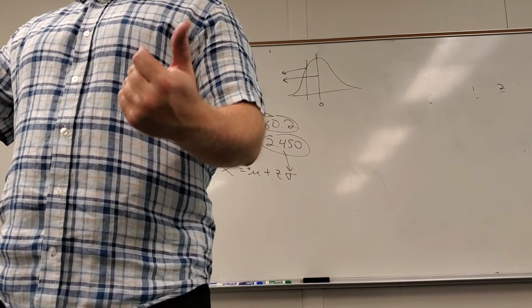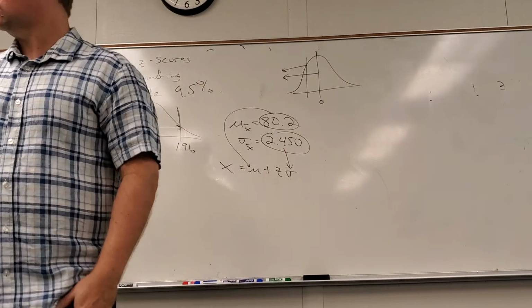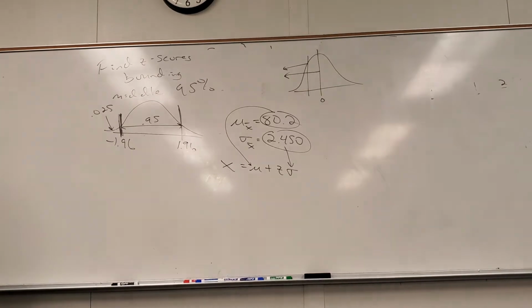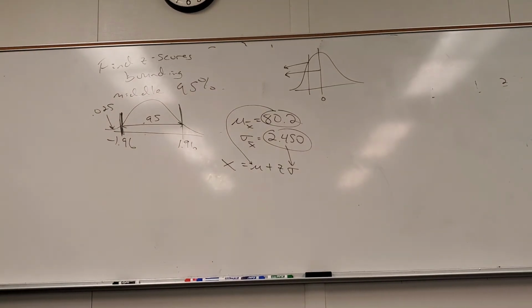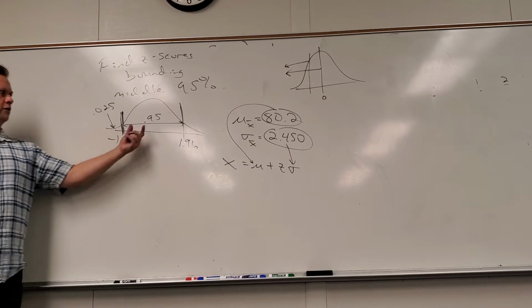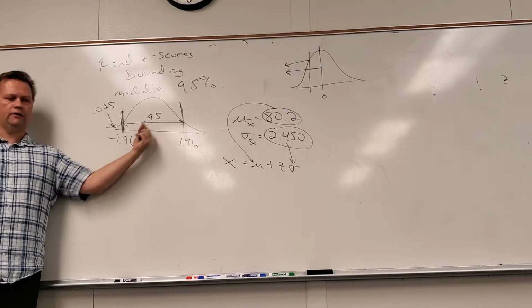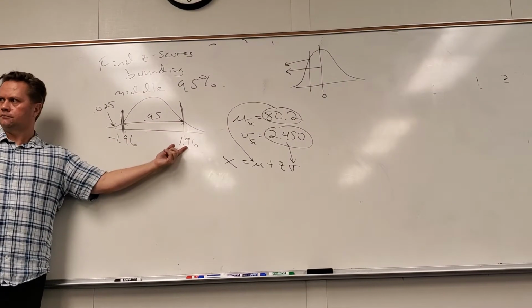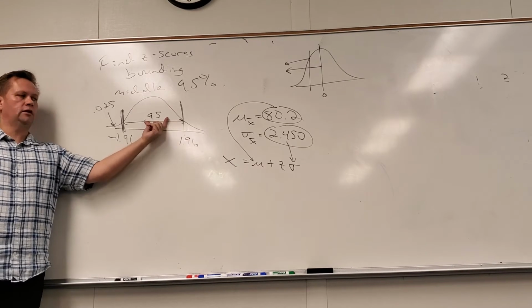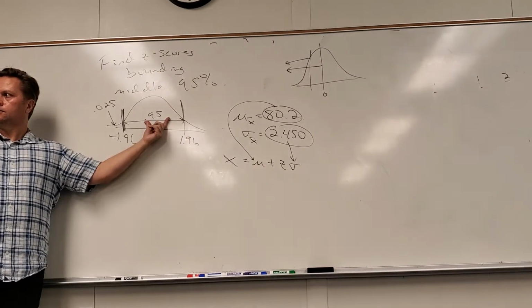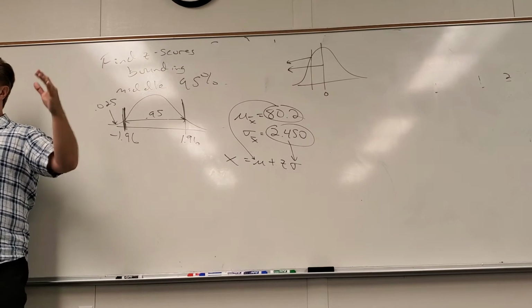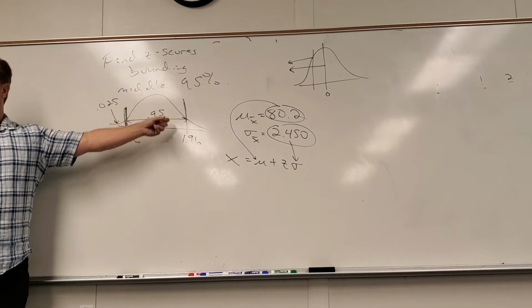Same problem on the test with z-scores bounding the middle 90. Look, look, look. If I would have said z-scores bounding the middle 95, I would have stopped right there. Those are the z-scores bounding the middle 95. So how do you do the z-scores bounding the middle 91? The exact same way we did this.